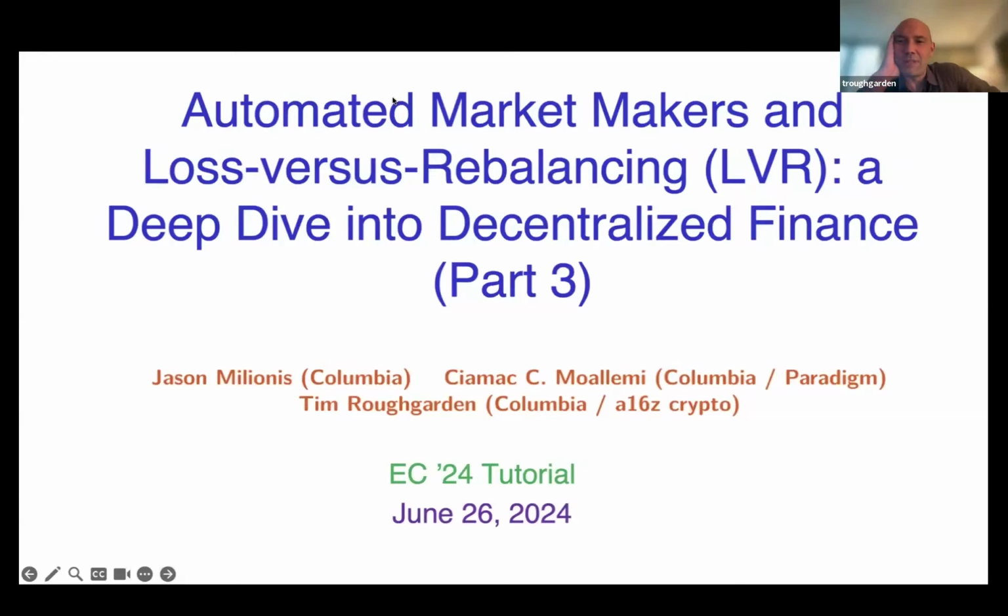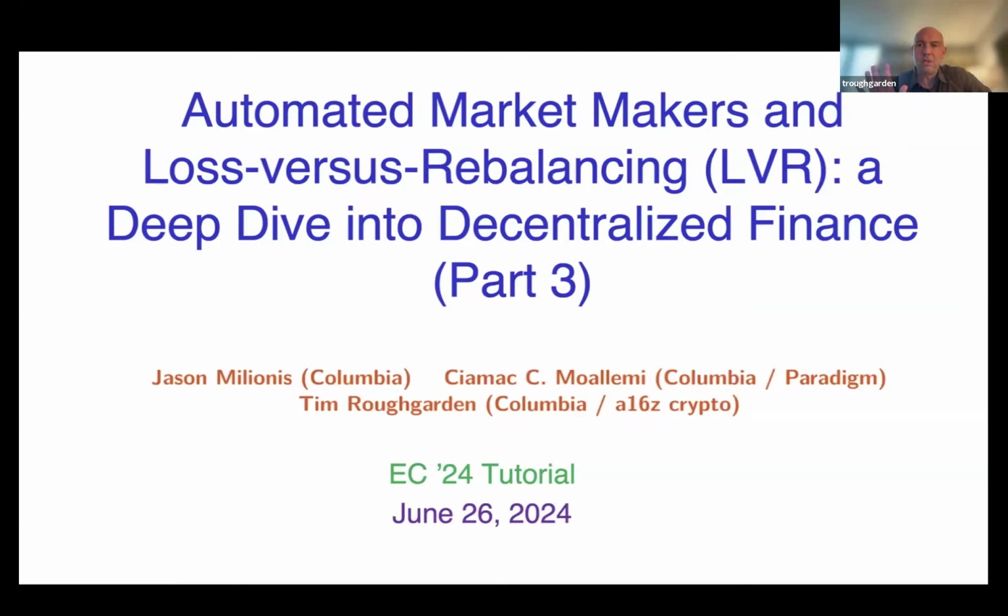So welcome back, everyone, to part 3 of the tutorial. The goal for this last part is to talk through the derivation of what is arguably the main theoretical result in the LVR paper that Jason referenced in part 1, namely a characterization of LVR in a natural Black-Scholes-style model. I'm going to state that main result for you on the slide after this one.